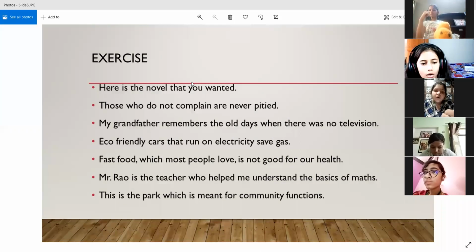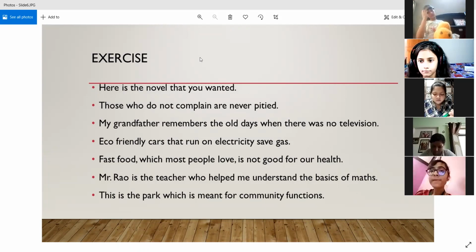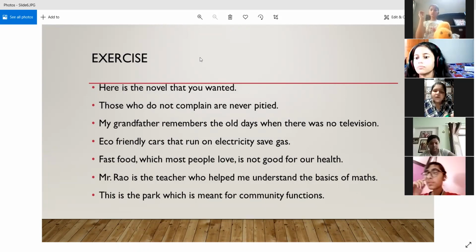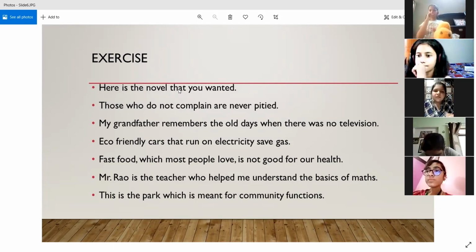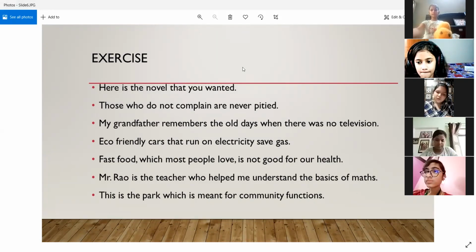Sir, the question will be: which novel do you want? Which novel is this? The answer is going to be the novel that you wanted. So some extra information is being given about the novel. Which novel is present here? That novel is present, that you wanted. So extra information about the novel is being provided. Okay, sir. Thank you, sir.